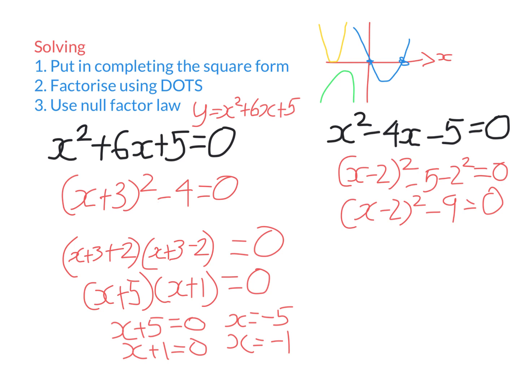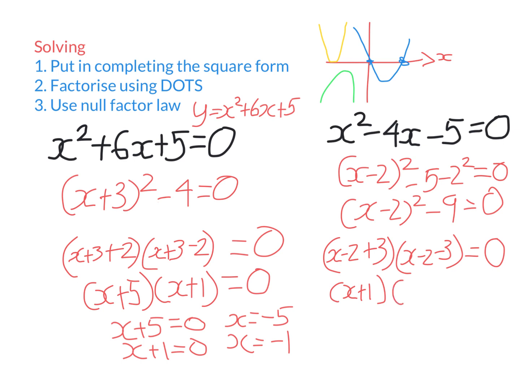Now we're going to factorize using difference of two squares. So difference of two squares, we square root the first thing, that's the x minus 2 squared, we square root it. We square root 9, one gets a plus, one gets a minus. So negative 2 plus 3 is positive 1. All I did was go negative 2 plus 3 gives us 1. Negative 2 minus 3 is negative 5.